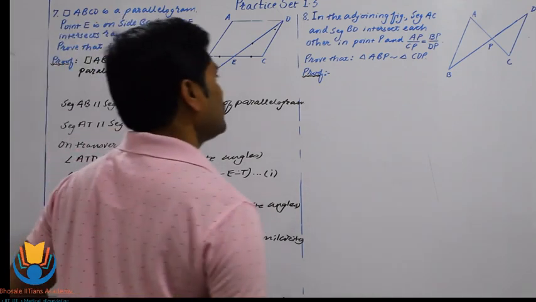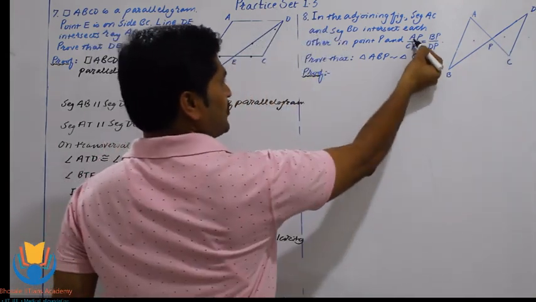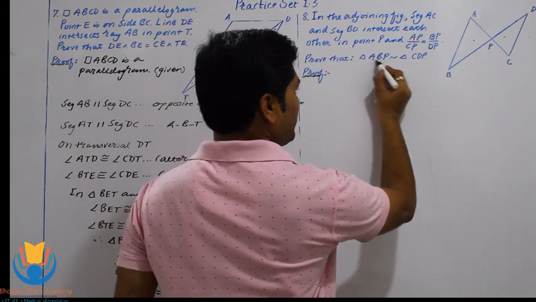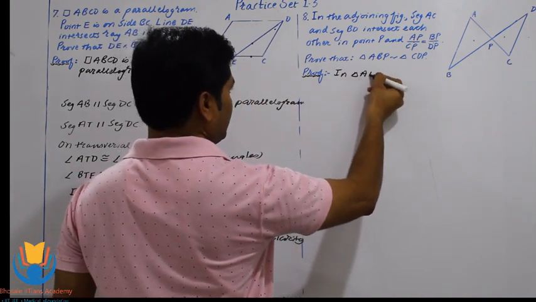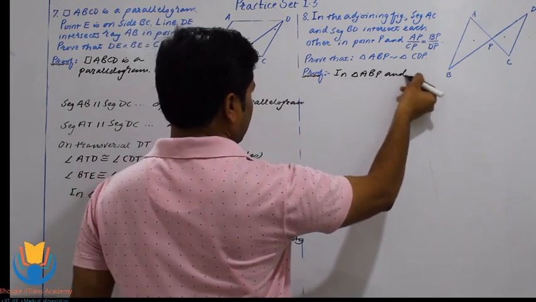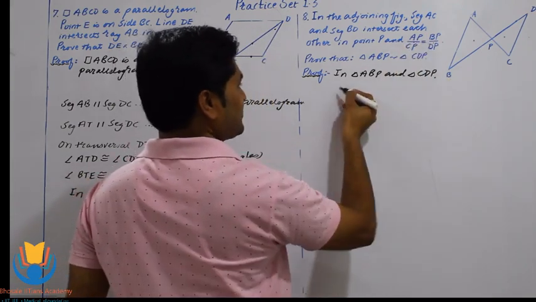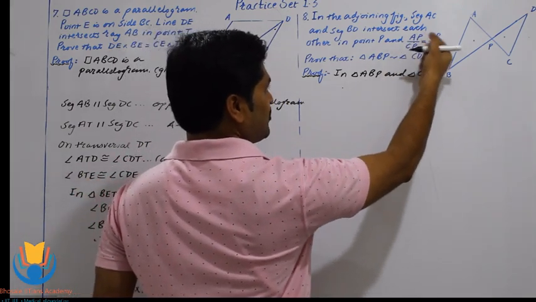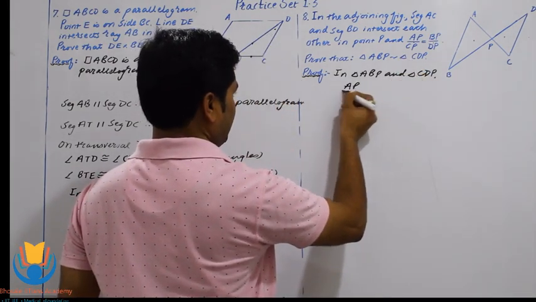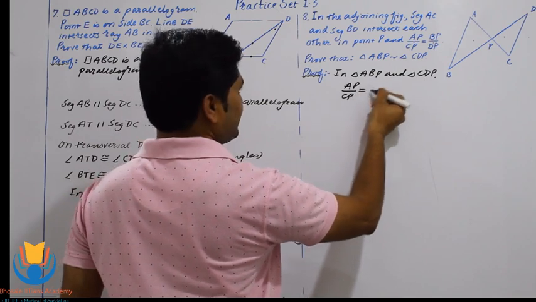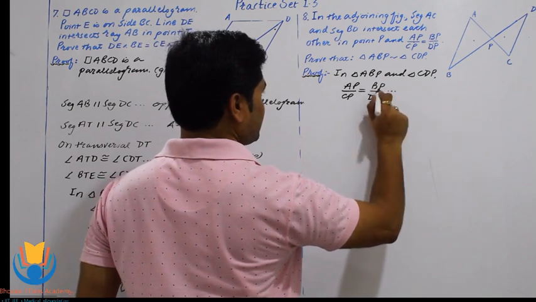So let's continue with the 8th question. Here we have to show that these two triangles are similar. So here is something given, so directly we will copy those names in the proof. In triangle ABP and triangle CDP. So let's copy this. This is the ratio of corresponding sides of those two triangles, so we will copy that first. So AP upon CP is equal to BP upon DP. So this is given.